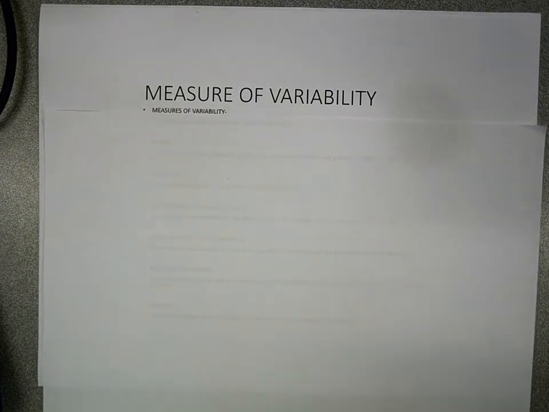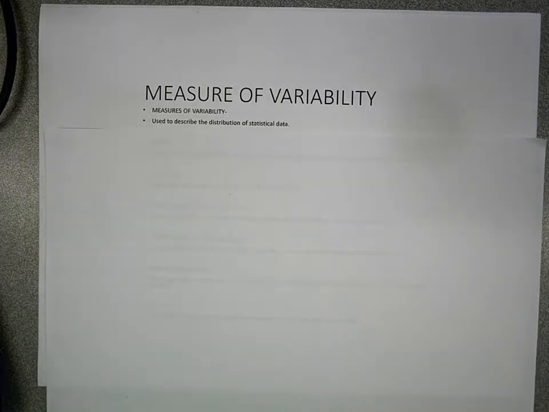So here we go. The very first sentence is measures of variability. Everyone? Measures of variability. This is used to describe the distribution of statistical data. On many of these, I don't have synonyms or easy answers, so we'll save a little bit of time, but most of the definitions are fairly precise on what they actually are.